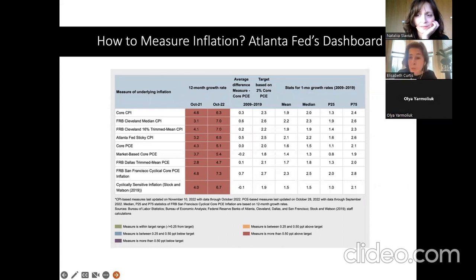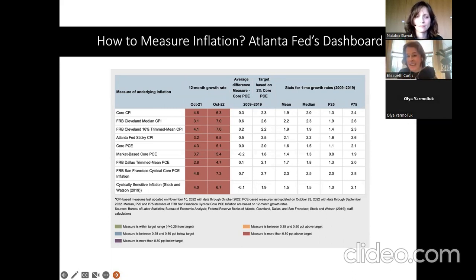But there's several ways to change the CPI. So for instance, there's a median CPI. There's a trimmed mean CPI. That means getting rid of the outliers from the prices that are in the CPI basket of goods, getting rid of the outliers and trimming that to get a nicer looking mean.